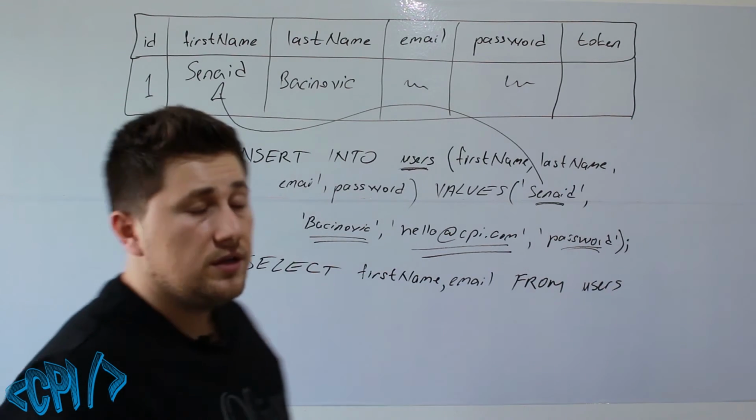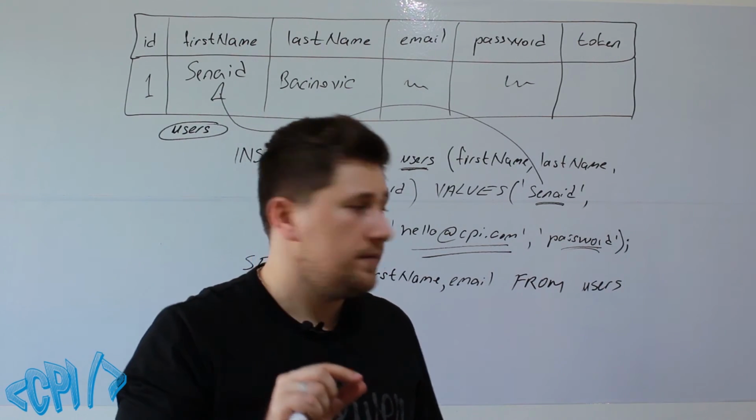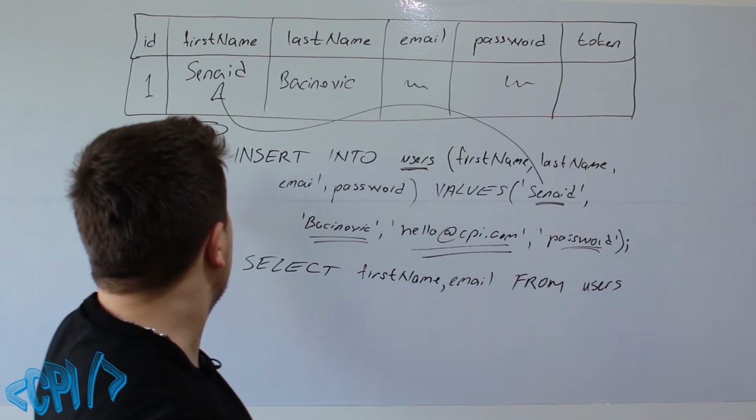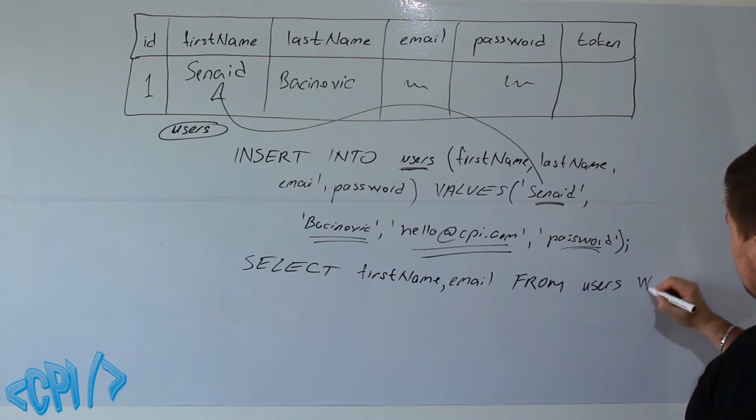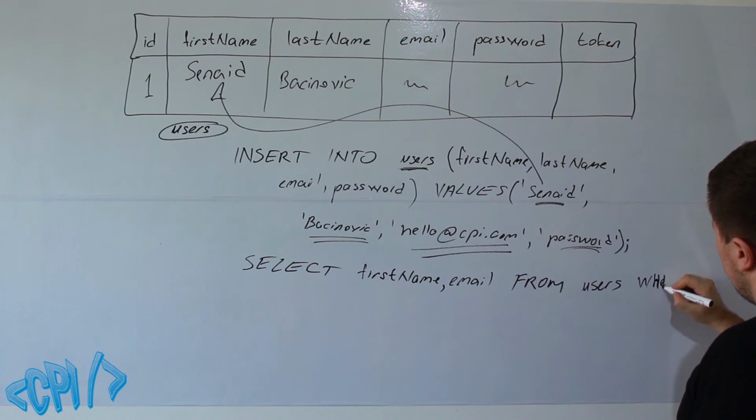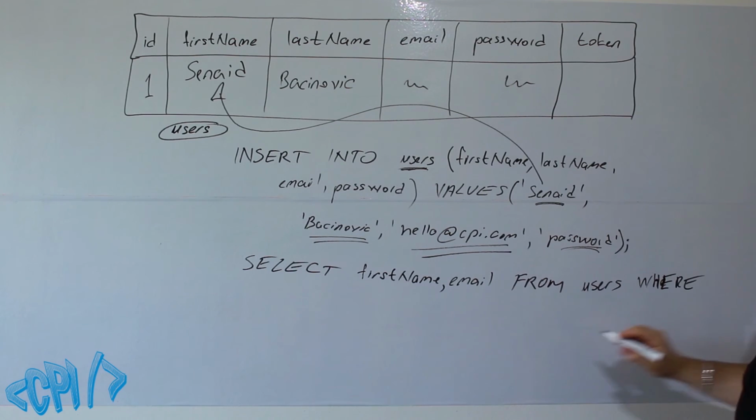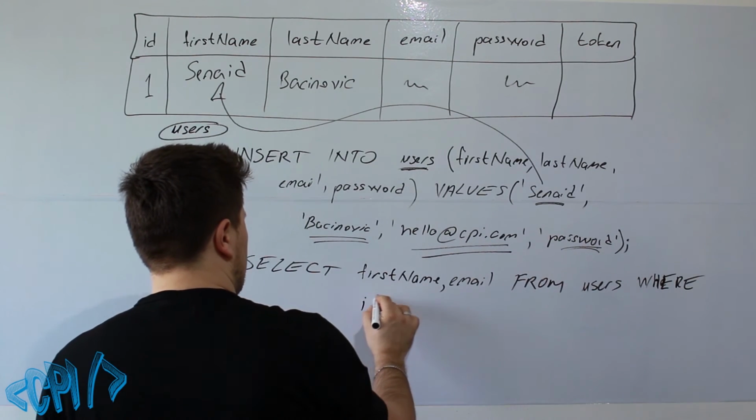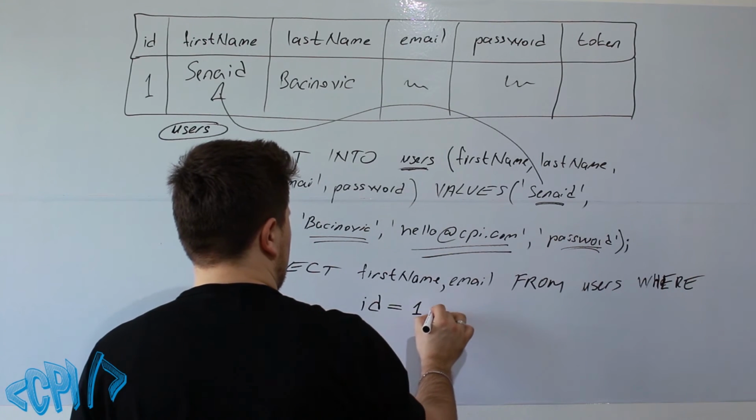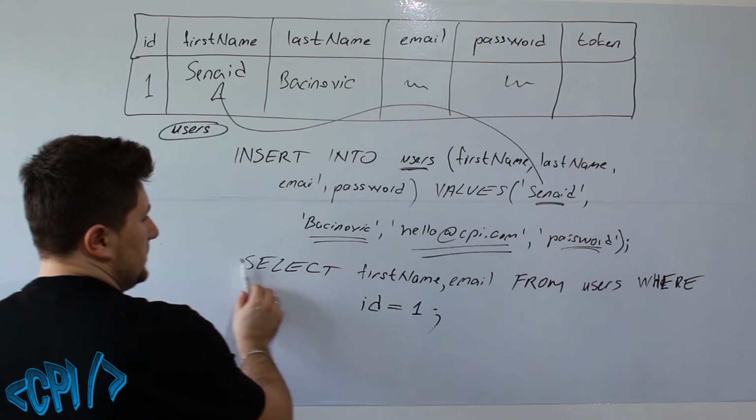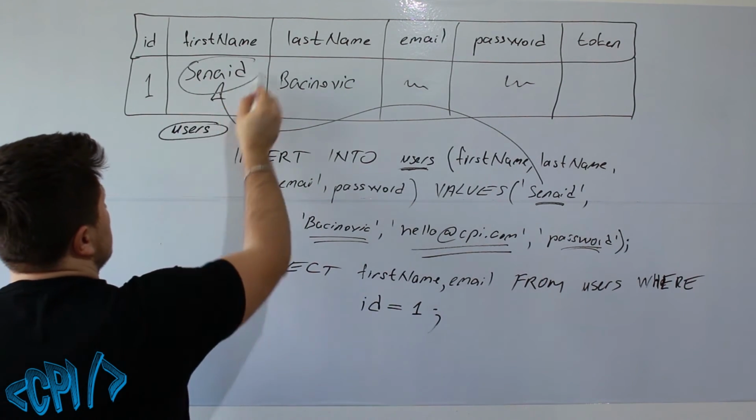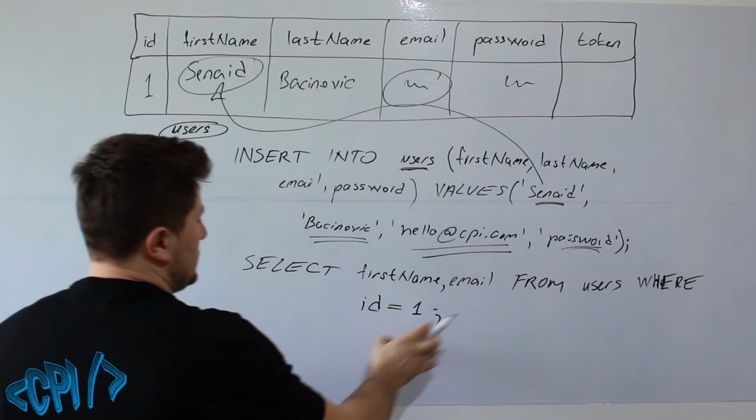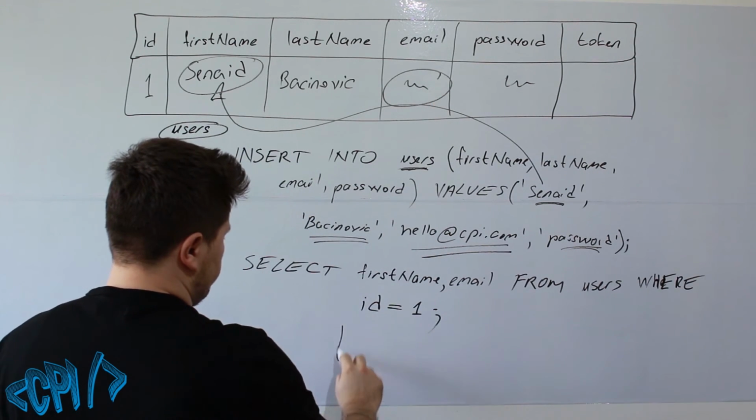But if we want to select only, for example, one or some exact row from the database, we are going to say where, and let's say ID. I will continue here so you can see ID equal 1. Okay, so when we execute this query from the database, from PHP, sorry, we are going to select the first name and email. So once we execute, we will see this.